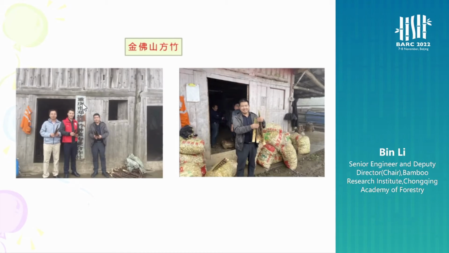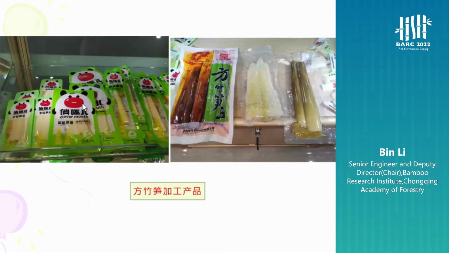This is the Jinfushan square bamboo. When the shoots come out, lots of farmers are picking them. In the mountain areas there is a challenge with labor sources during the harvesting season for the bamboos. So we should organize the labor once the shooting season starts.